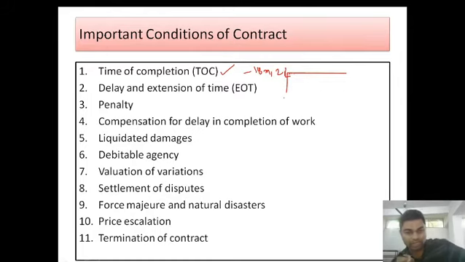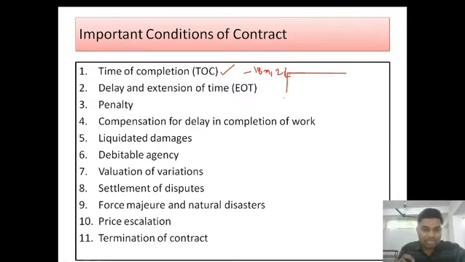What do we mean by liquidated damages? The meaning of liquidated damages is this: suppose there is a breach of contract between the contractor and the owner. Here the owner should have the upper hand in any project.